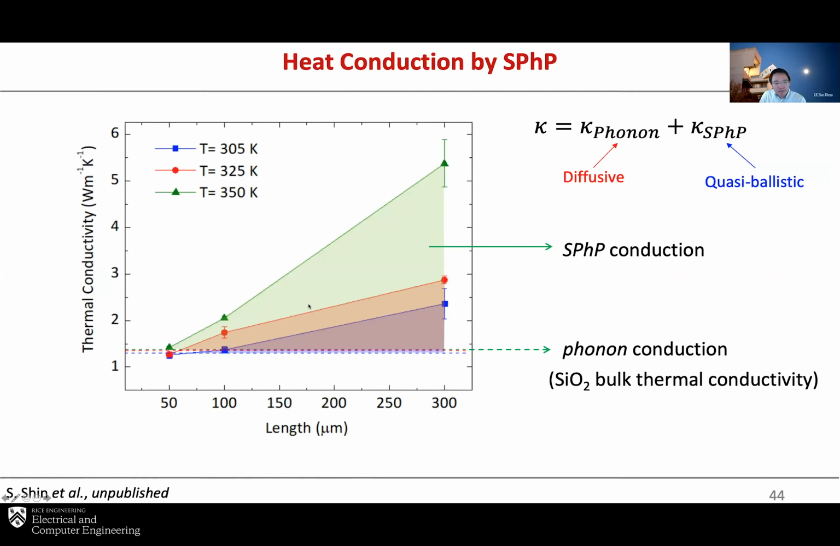But when you go to a longer nanowire, especially at higher temperature, when the radiation or surface phonon polariton contribution is important, then because the surface phonon polariton is essentially quasi-ballistic, you actually have much higher thermal conductivity, in this case over 5 watts per meter Kelvin. That is more like a factor of 3 compared to the phonon contribution. And with our theoretical analysis, we can see this contribution is really from the surface phonon polariton, again on the surface between the vacuum and the silicon oxide nanowire.